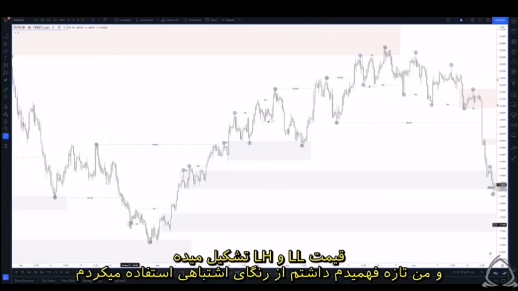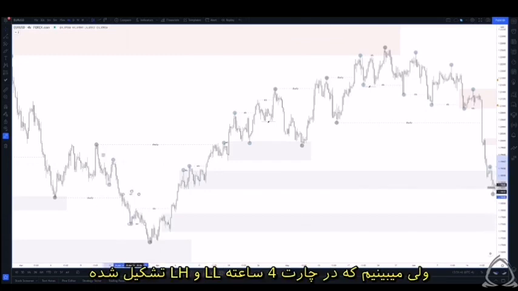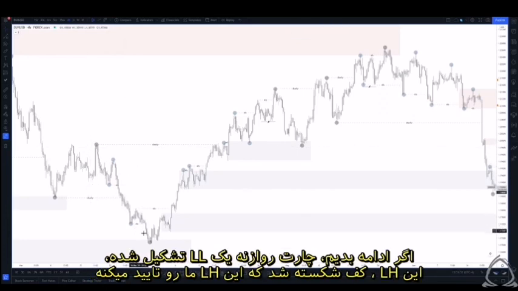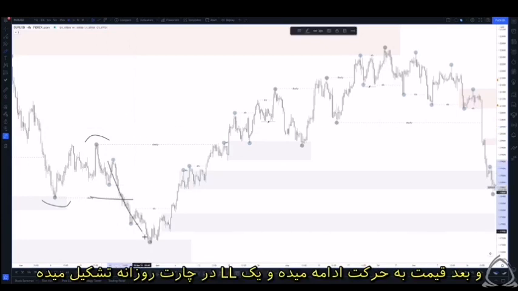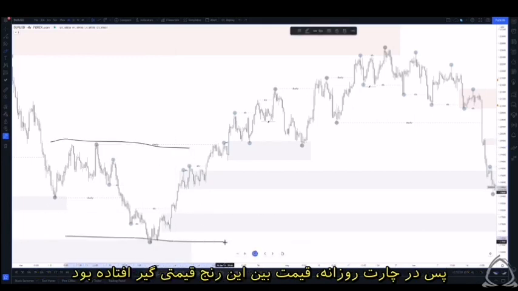And I've now just realized I'm using the wrong colors. Just fix that very quickly. But as we can see, we're making lower lows and lower highs here on the 4-hour chart. As we continue down, the daily chart created a lower low here, a lower high here. We broke, which confirmed this lower high. We then continue moving down, creating a lower low on the daily chart. So on the daily chart, price was stuck within this range of price.